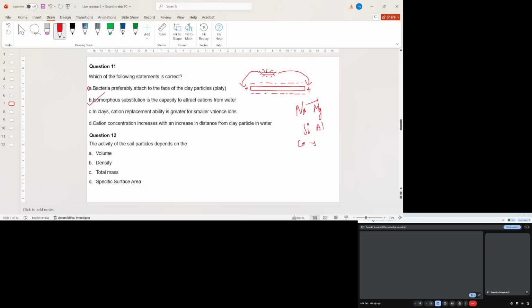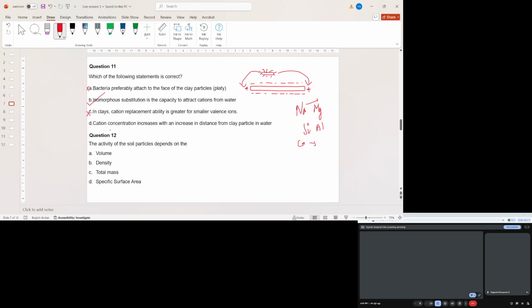Coming to the third option, in clays, cation replacement ability is greater for smaller valence ions. As I mentioned, the lower the valency, the lower the cation replacement ability. That is the relationship. So this statement is also false.